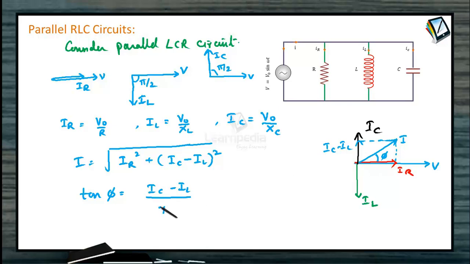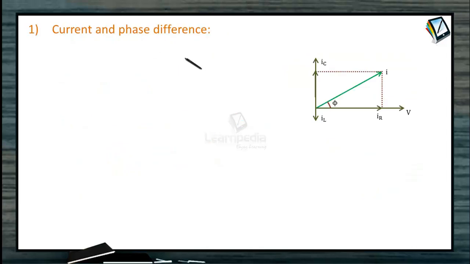Earlier in the series circuit, since the current was the same, we took the current in one direction and drew the phasor diagram for the voltage. In a parallel circuit, keep the voltage in this direction for all the resistor, inductor and capacitor. Now we have drawn the current. Current in the resistor is in phase. In the inductor it is lagging behind by a phase of pi by 2. In the capacitor it is ahead by a phase of pi by 2. Merging all together, we have calculated the resultant current. So current and phase difference we got now.